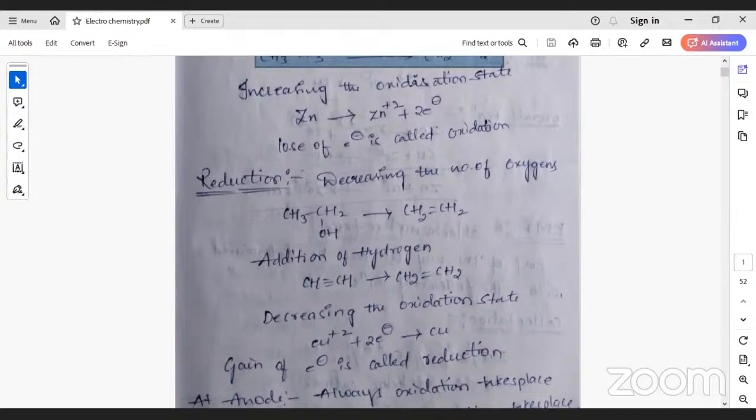Therefore we get the overall cell reaction. Zinc gives rise to Zn plus 2 plus 2 electrons, and copper plus 2 plus 2 electrons gives rise to copper. Here copper plus 2. So just wait.